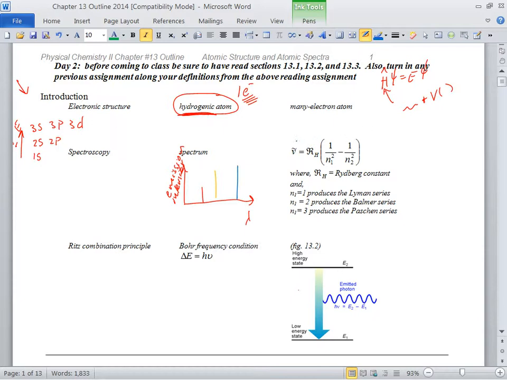What is this? This is the Rydberg constant. You just look it up somewhere. N1 and N2 are just our counters. Here's where N1 is defined. N2 is just going to be 1, 2, 3, 4, 5. What's this guy?